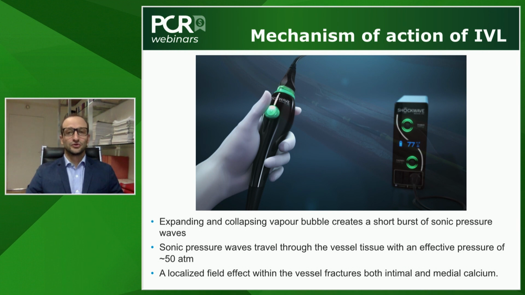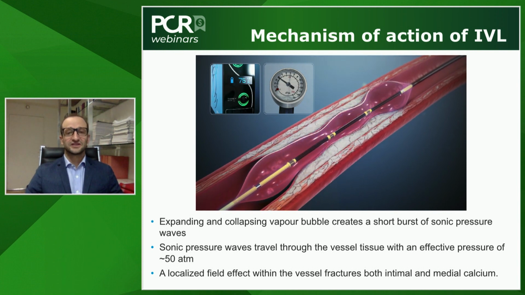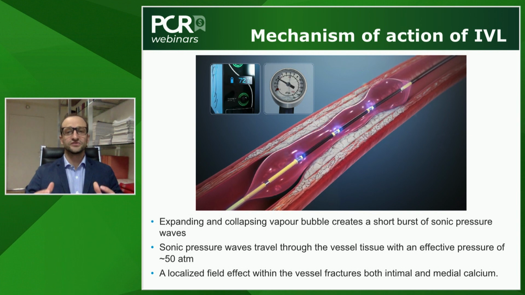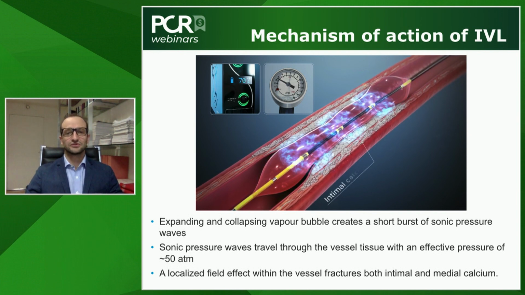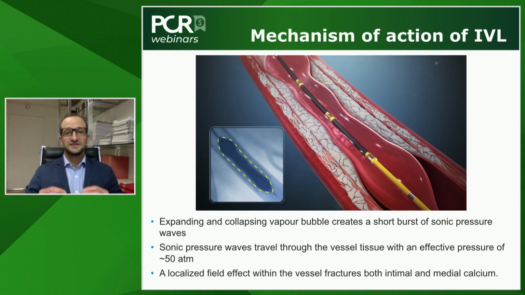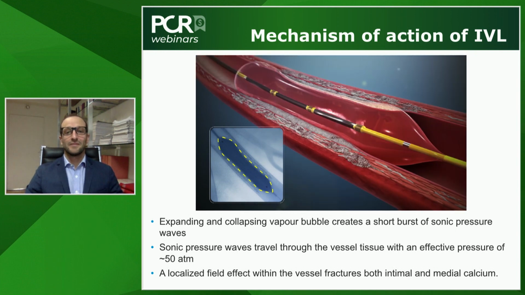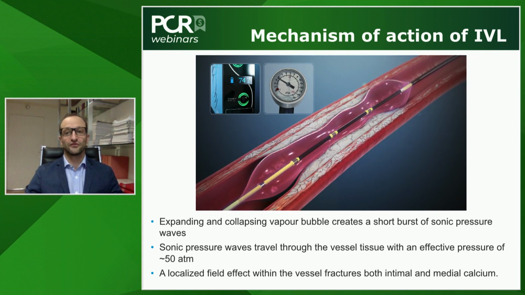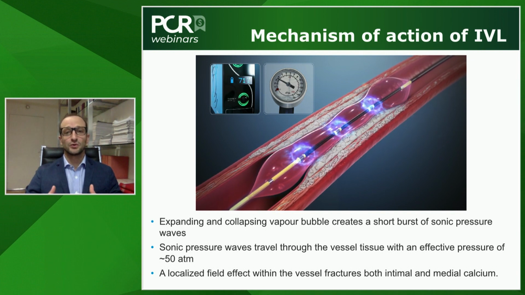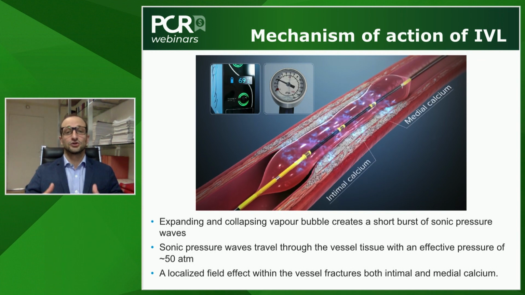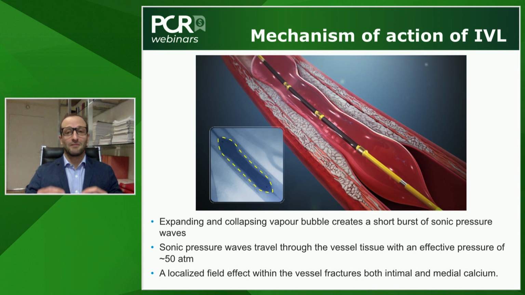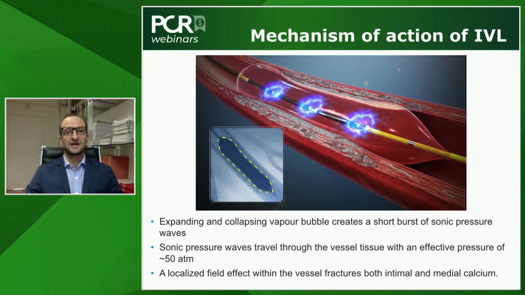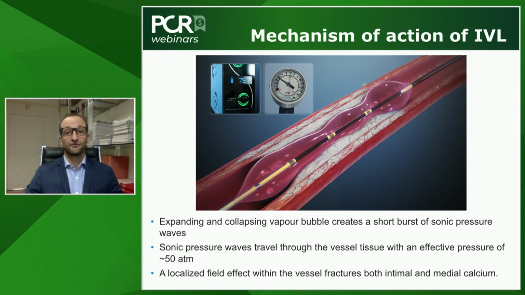Thank you, Emanuele. So you know that the shockwave technology is made of three components. You can launch a video. So there is a generator, there is a connector, and there is a catheter. And almost all of the technology is enclosed in the catheter, which is an angioplasty balloon with intravascular lithotripsy emitters. And these emitters, when they receive the electrical energy, make expanding and collapsing vapor bubbles, which in turn create a short burst of sonic pressure. And this sonic pressure will interact with the arterial wall and with the calcium, making micro fractures on the calcium lesion with a nearly effective pressure of 50 atmospheres.